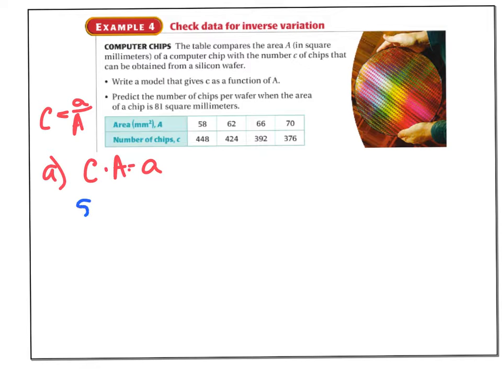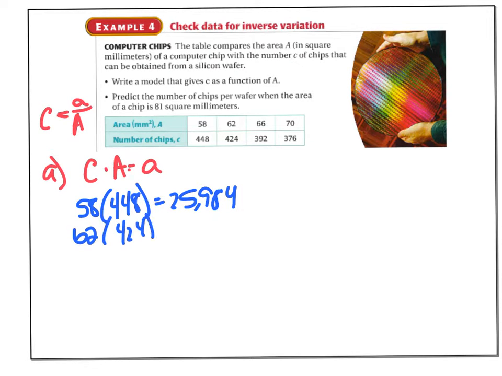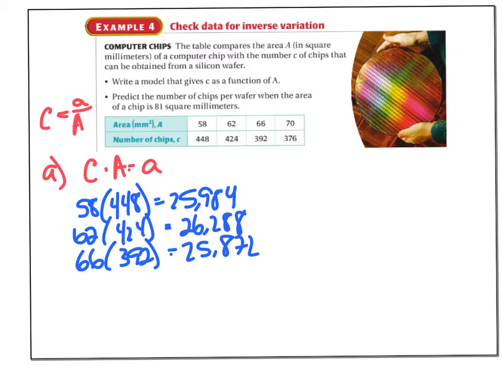Our first one was an area of 58, and the number of chips was 448. And you multiply that, and you should get about 25,984. Well, I'm going to continue to write down the data table, multiplying my x and y values together, my coordinate pairs. And you can see, as I write it down for you, that your numbers aren't too far different than each other every time I do this.